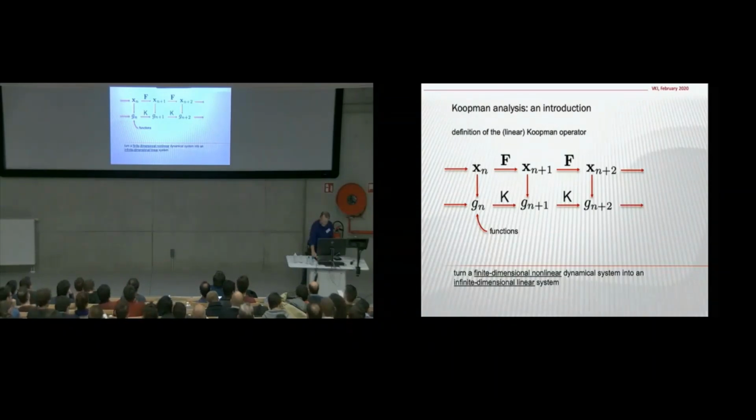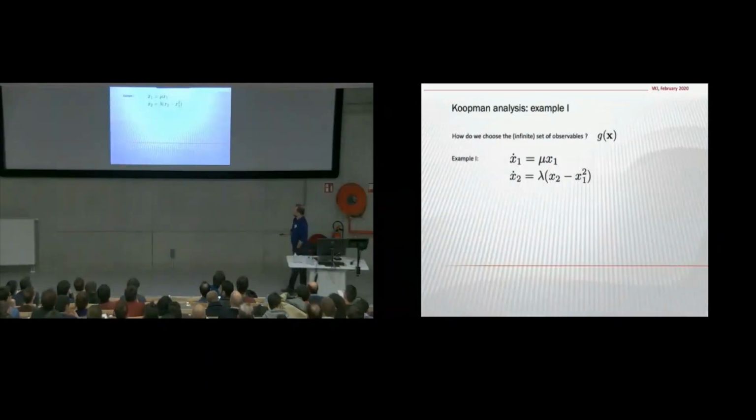Okay? So let me give you two examples. They were inspired by Clancy Rowley, to somehow give you a little bit of an idea how that thing works. So let's say we have the following example. x1 dot is equal to mu times x1, and x2 dot is equal to lambda times x2 minus x1 squared. Okay, that's definitely a nonlinear dynamical system.